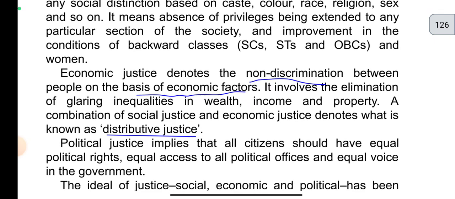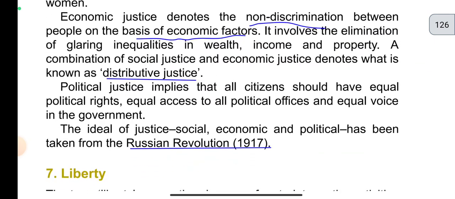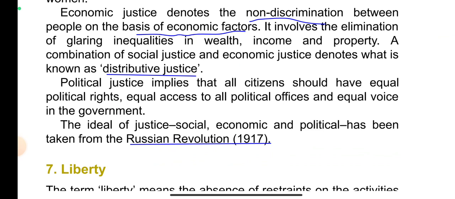Economic justice denotes the non-discrimination between people on the basis of economic factors. It involves the elimination of glaring inequalities in wealth, income, and property. A combination of social justice and economic justice denotes what is known as distributive justice. Political justice implies that all citizens should have equal political rights, equal access to all political offices, and equal voice in the government. The ideal of justice, social, economic, and political, has been taken from the Russian Revolution 1917.